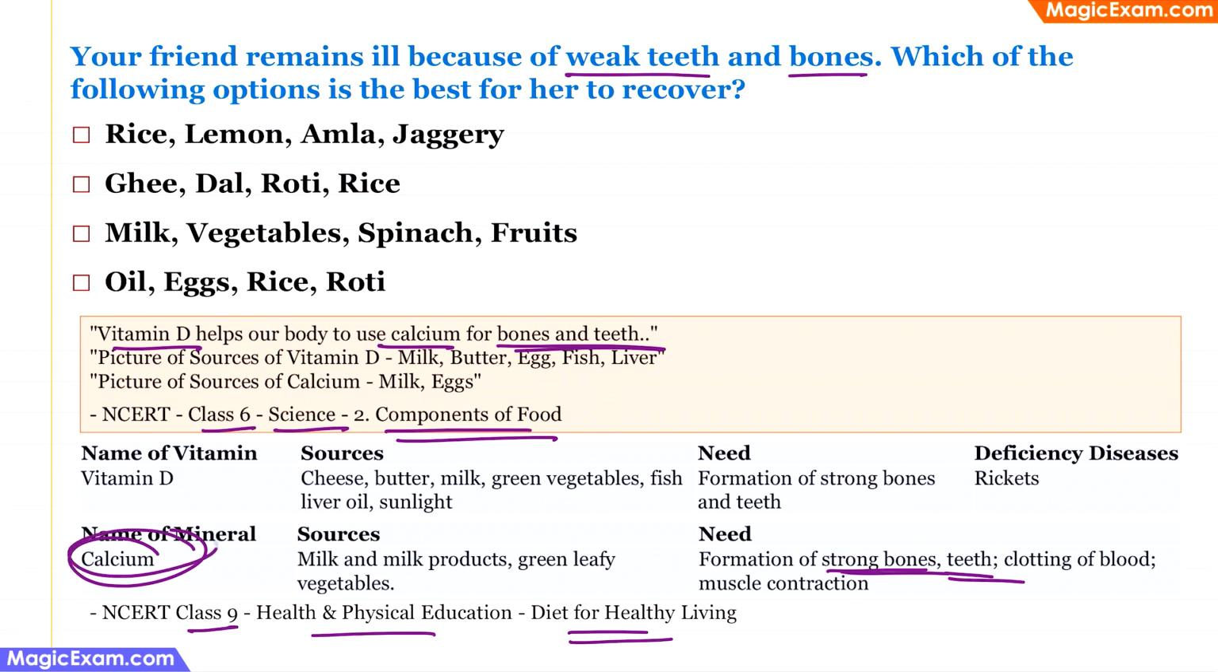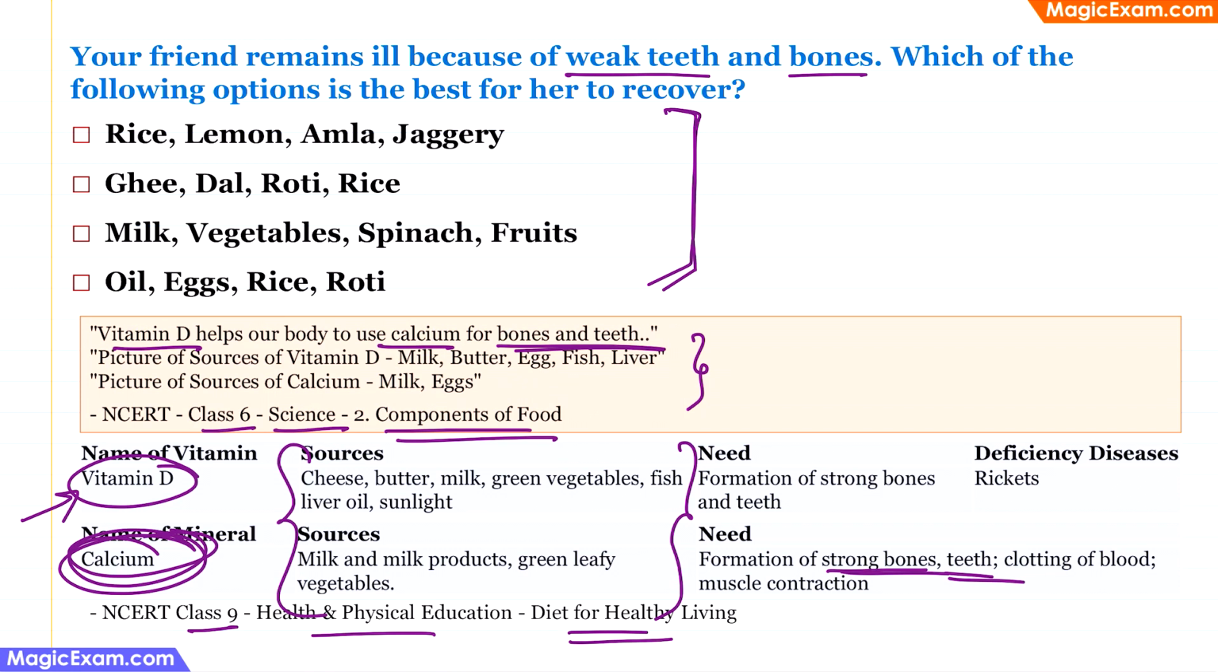But to absorb this calcium, the body needs vitamin D. Therefore, the food source that we select from here should include both of these. That is, it should have vitamin D and it should have calcium as well. So when we look at all the answer choices and look at the various types of foods that are mentioned in both of these chapters, we see that milk, vegetable, spinach and fruit are the best set of combinations for getting both vitamin D and calcium. Therefore, the answer is option 3.